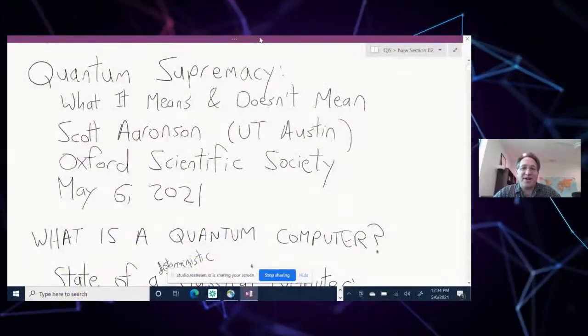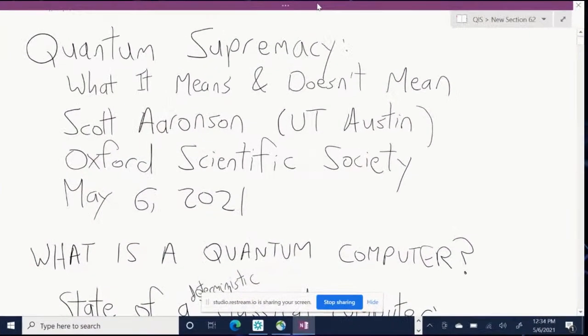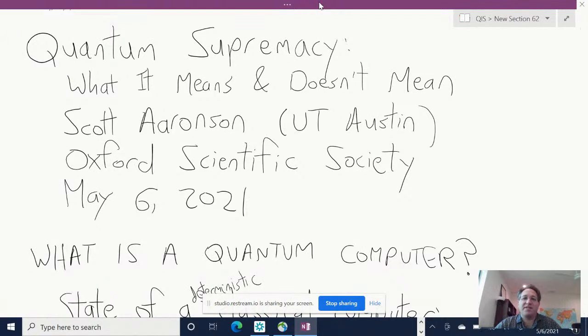Okay, so what I would like to tell you about is something that's been in the news a lot in recent years, which is this milestone called quantum supremacy. And I want to tell you something about what it means and doesn't mean. Okay, so in order to do that, first I have to tell you something about what is a quantum computer.